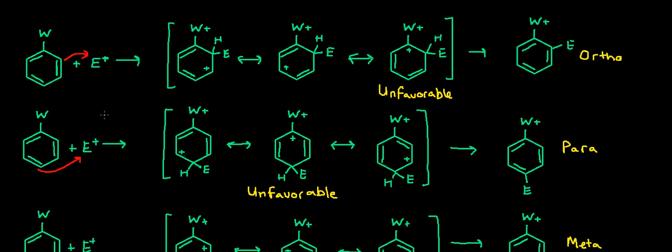In ortho and para directors, the group that was added was an electron donator. It donated electron density. In metadirectors, they're electron withdrawing. And we'll see why that difference causes something to be ortho and para directing as opposed to metadirecting.